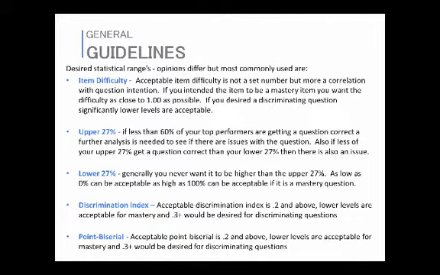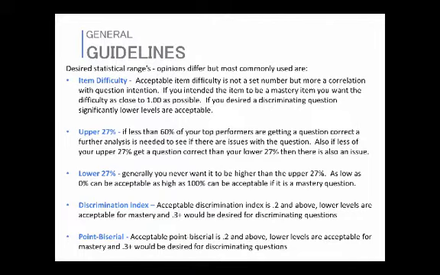Similar to point biserial. Acceptable, you see in the 0.2 range. 0.2 indicates correlation with doing well on this question means doing well on the exam as a whole. But again, lower levels are acceptable for mastery. And again, the lower the percentage, the higher you want your point biserial to be.